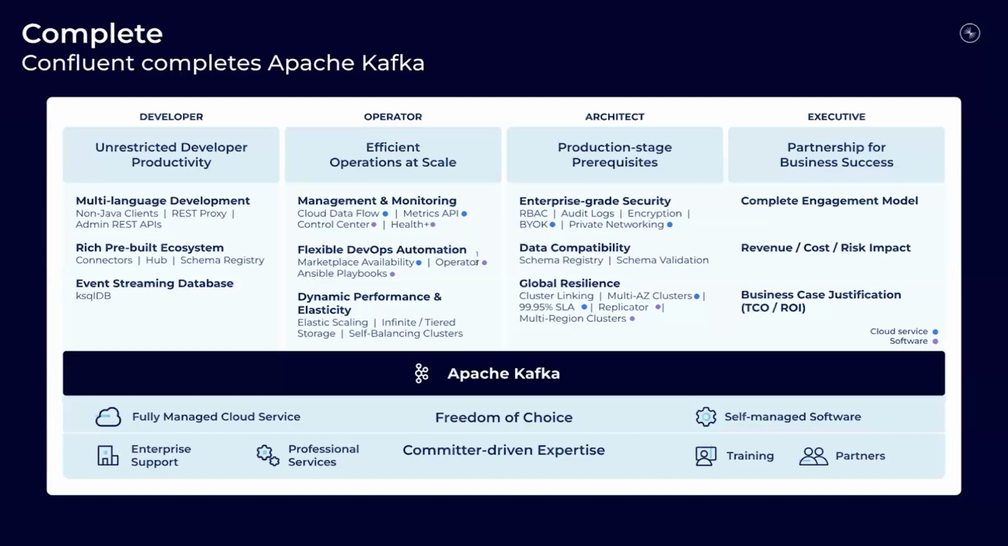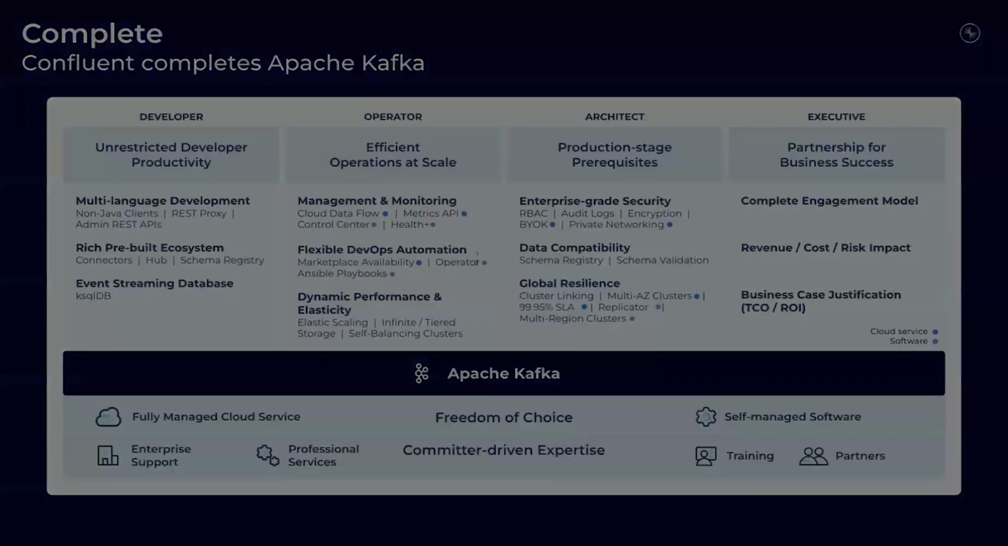So whether you need multi-language support, you need a rich pre-built ecosystem, we're going to talk about that in a bit, whether you need event streaming or an event streaming database, or you need data compatibility, or you need a TCO analysis, or you need support, training, professional services, Confluent brings all of this to the table, right? And trying to do this on your own, it's probably impossible to make up all the hours and experience that we've built. This is what we do. Let us help you do it the best.